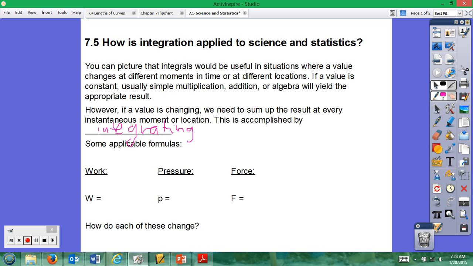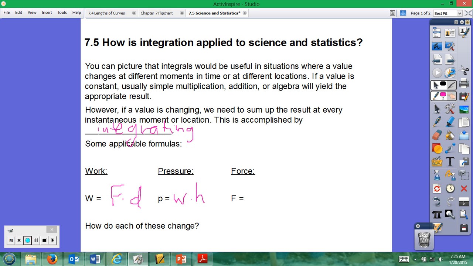For physics or science, there are some formulas that we'll use integration for. So work is equal to force times displacement. I'll use the D for displacement there, not distance, although often it's a positive displacement we're looking at, which would be distance. Pressure would be equal to weight density times depth. So we use an H typically for the depth.